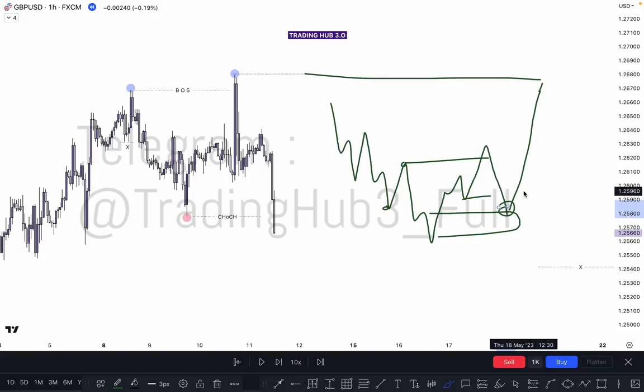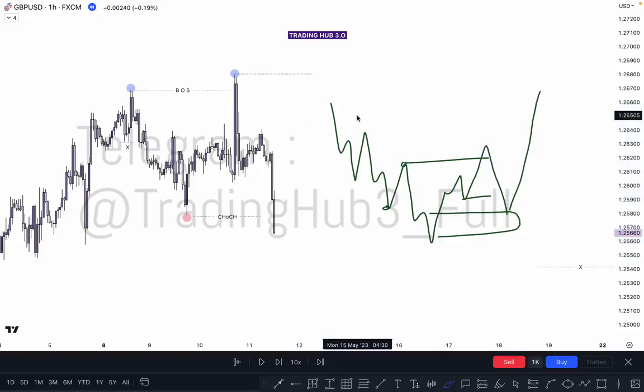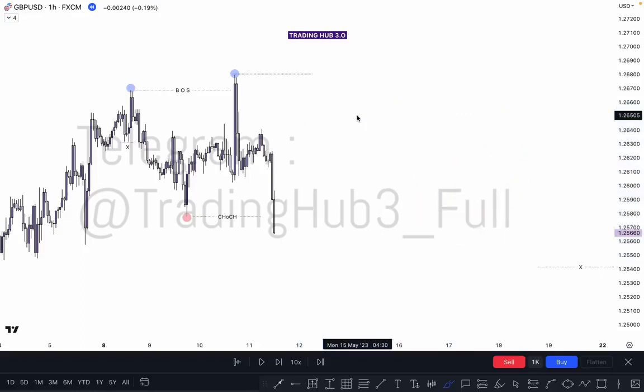But I will show you more refinement of this structure, then you can easily understand, and also you can catch very top and bottom entries, okay. So first of all, you have to understand this thing. You have to wait for a break of structure and change of character in a higher time frame, similar to this. Then you have to switch to a lower time frame as per your higher time frame. This is a 1 hour, then you have to switch to a 5 minute time frame.